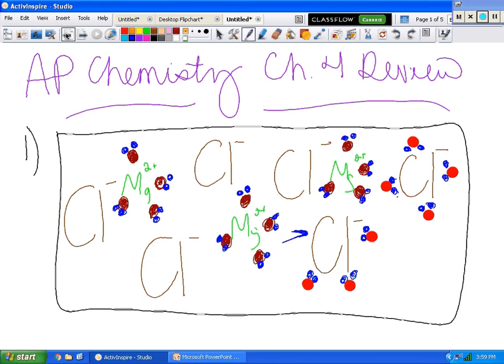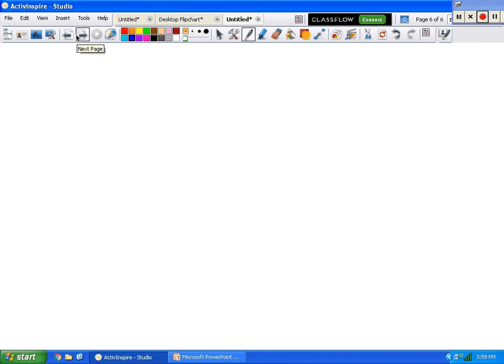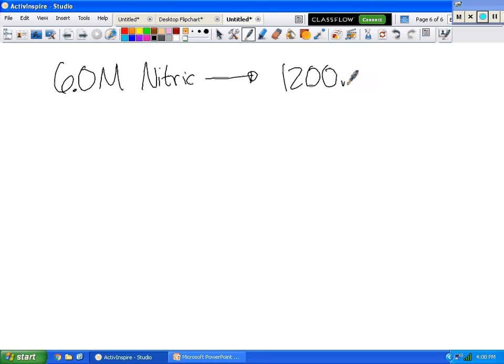But the problem we did this morning was we tried to dilute a 6 molar nitric acid to 1,200 milliliters of a 0.025 molar nitric acid. And then part C, it says explain the procedure you could use to prepare one of these two solutions. So again, we went from a 6 molar nitric to 1,200 milliliters of a 0.025 molar nitric.